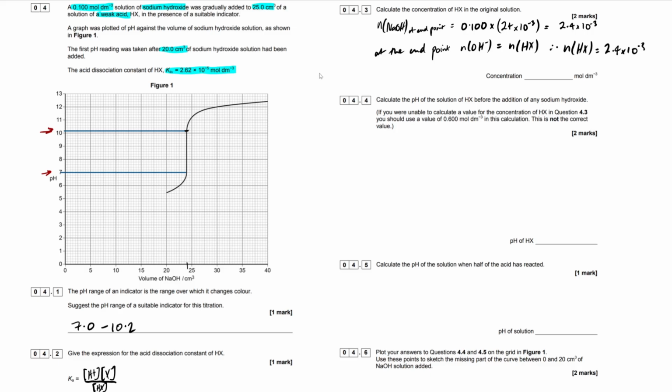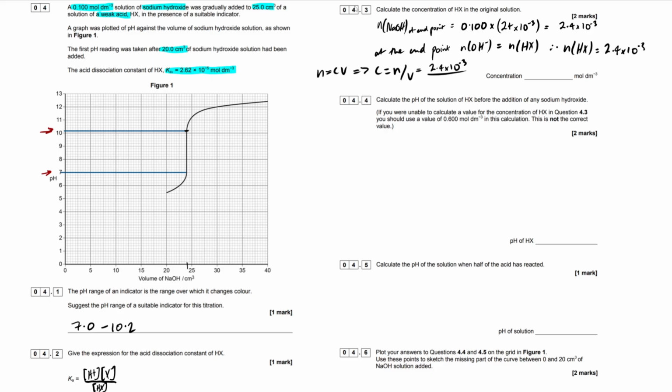Therefore, the moles of the weak acid HX also equals 2.4 times 10 to the minus 3. Now what we're going to do is use our trusty n equals CV expression, rearrange this to make concentration the subject, C equals n over V, and then we just have to plug in our values, simple as that.